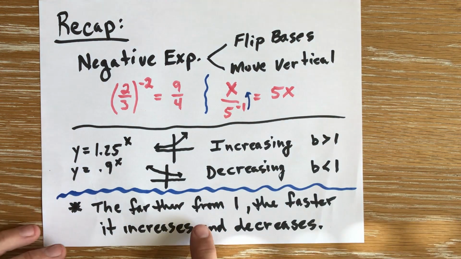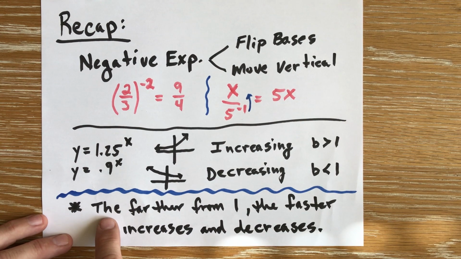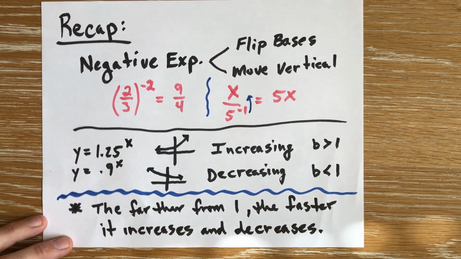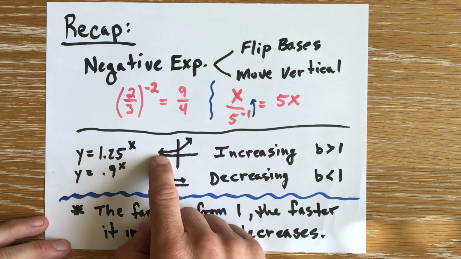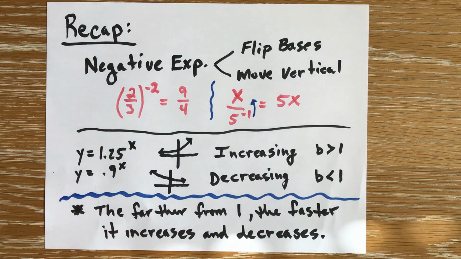And then we also have to think about how fast these things are going to grow or decrease. The farther they get away from 1, the faster they're going to move. So the steeper they're going to get on the right for increasing, and the steeper they're going to get on the left for decreasing as we make those graphs.